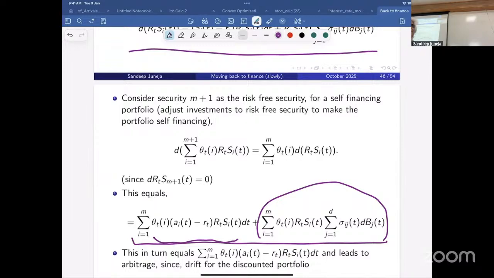Right? So the undiscounted portfolio, I've not shown the step, will have a drift greater than r t. So the undiscounted portfolio without any risk has a drift greater than the risk-free security. I can buy the risk-free security and sell that one and I have arbitrage. I buy low and sell high and I have an arbitrage. So I've constructed a portfolio which gives me an arbitrage.